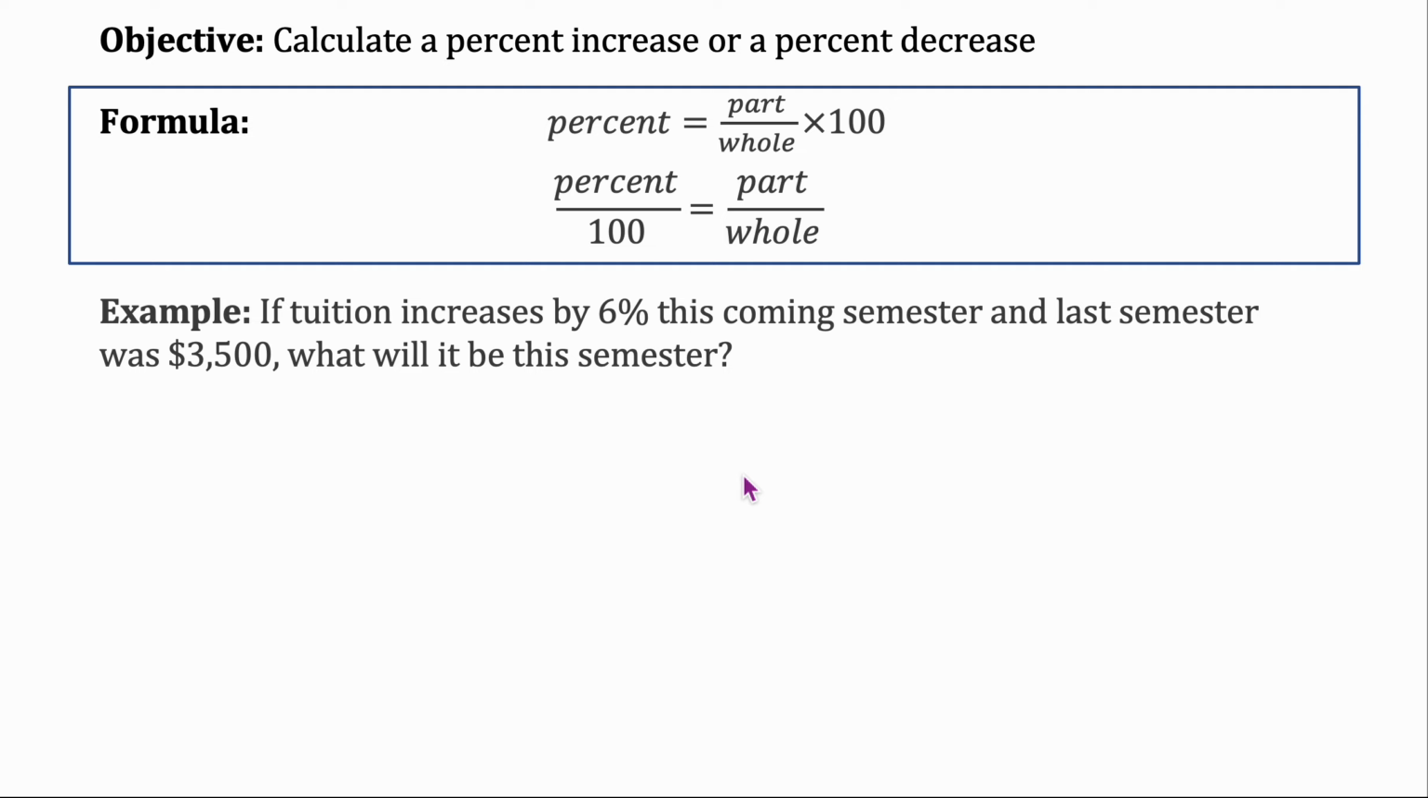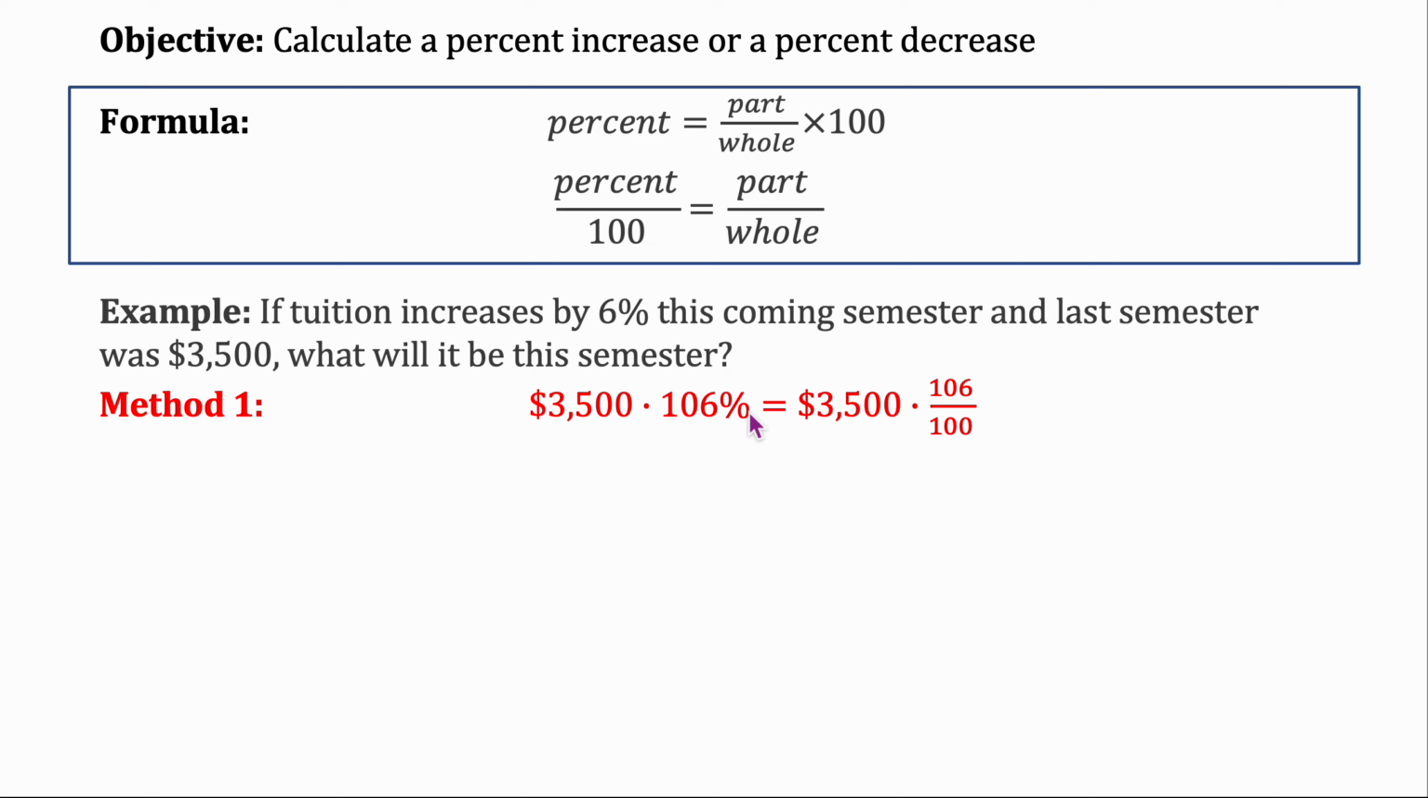So let's look at an example. If the tuition increases by 6% this coming semester, and last semester was $3,500, what will it be this semester? So there's two different methods. One method, think about the whole that you started with was 100%. We're going to add 6% on, and we're just going to multiply 3,500 times 106%.